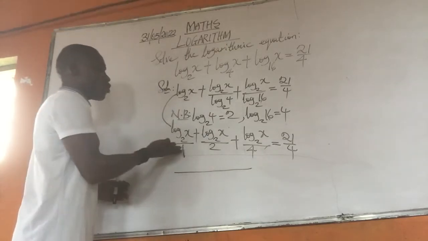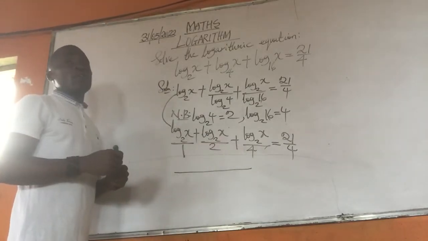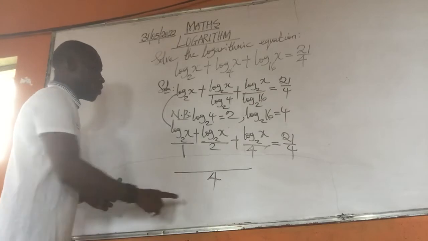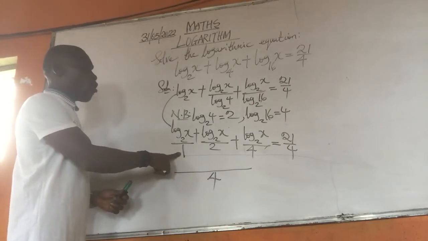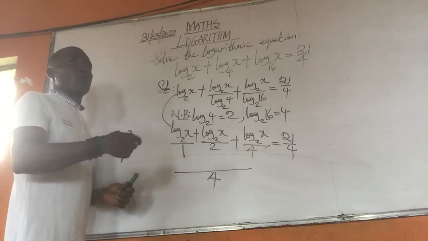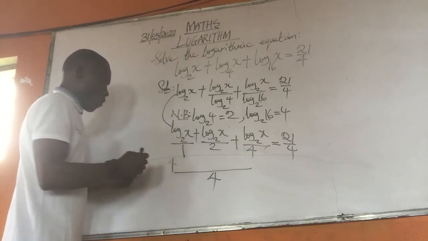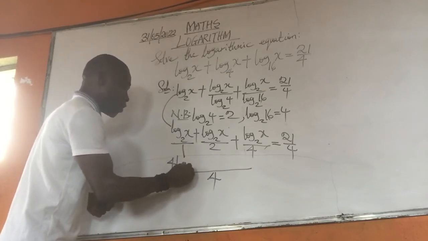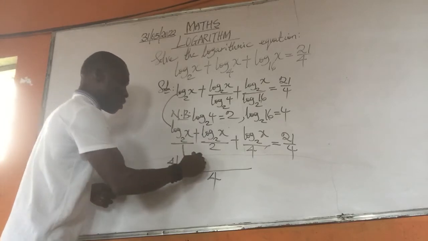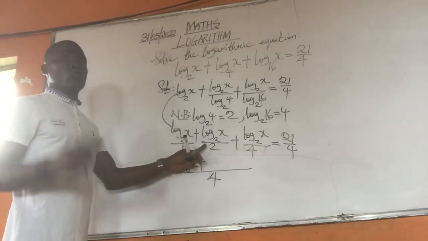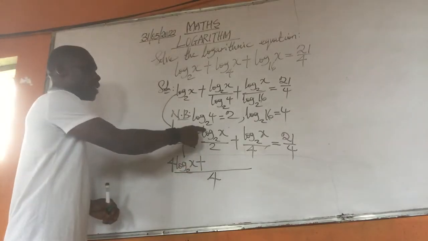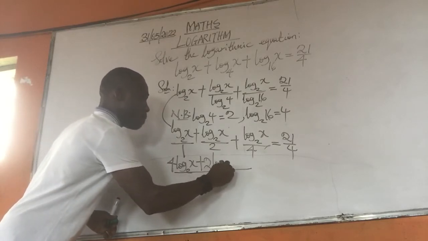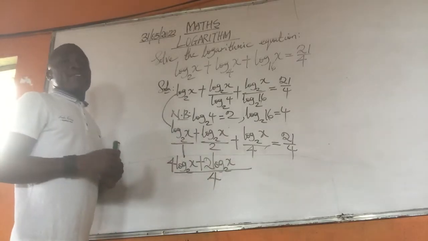That means we have to find the LCM of 1, 2, and 4. The LCM of 1, 2, and 4 will give us 4, which is this. Now what we need to do next is to divide 4 by 1. That will give us 4. And we multiply 4 by log base 2 raised to the power of x. That will give us 4 log base 2 raised to the power of x, plus you divide 4 by 2, that will give 2. Then you multiply the 2 by log base 2 raised to the power of x, that will give us 2 log base 2 raised to the power of x.